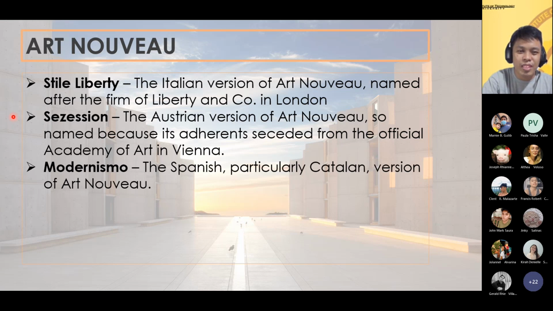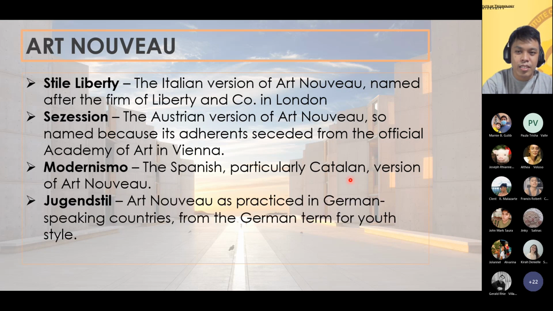Modernismo, which is the Spanish, particularly in Catalan. So Catalan is a place in Spain. And then lastly, we have the Jugendstil, which is the German Art Nouveau. So we have four. Style Liberty, we have Secession in Austria, we have Modernismo in Spain, we have Jugendstil in Germany. So those are the four styles of Art Nouveau.